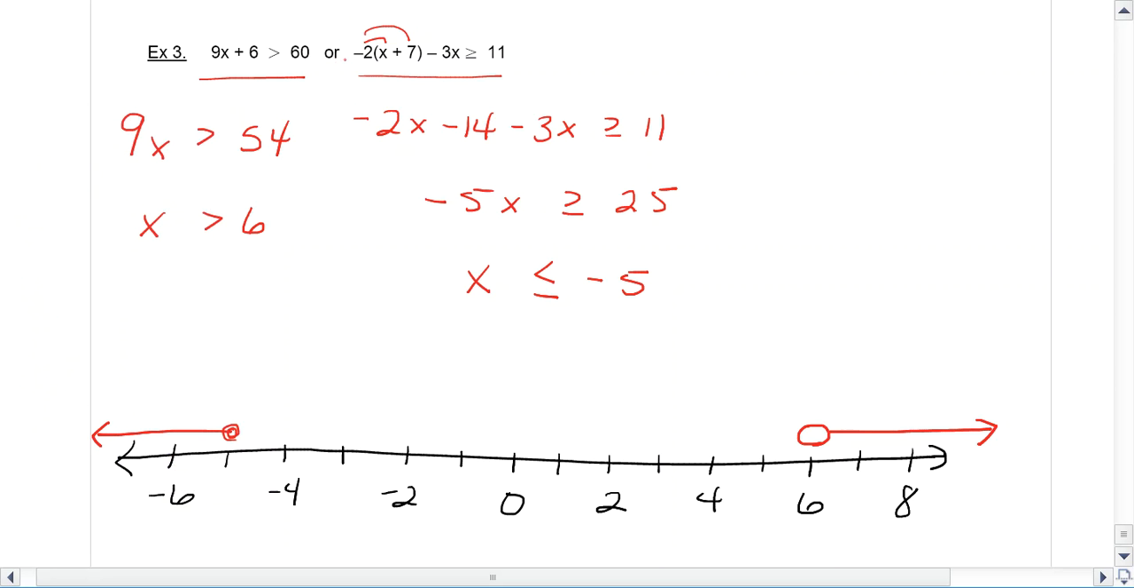So going back to my joining word here of or, the final solution is this. It's both this graph and this graph, because the answers could be here or here.